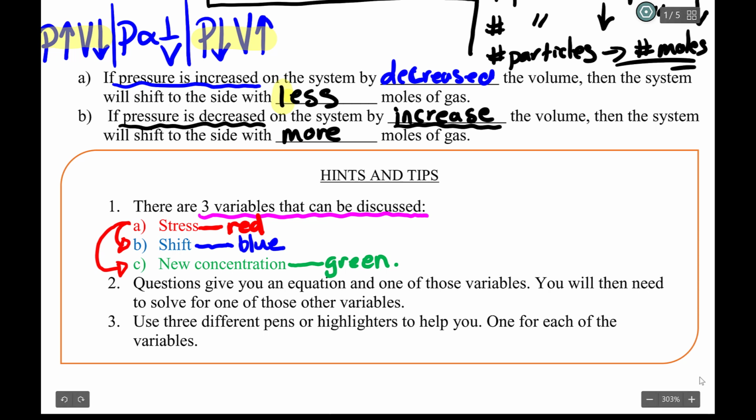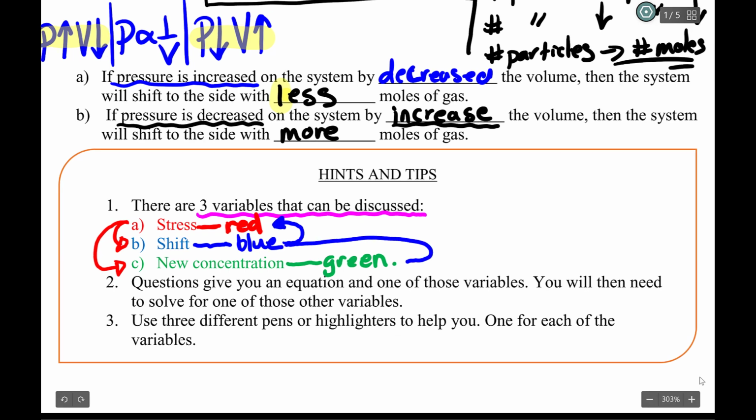You could be given a shift and asked, hey, what kind of stress could have caused that? Or you could be given a shift and asked, well, what happens to the concentrations due to this shift? Or you could be given the new final concentrations and asked, what kind of stress or what kind of shift would have caused this? So there's essentially 6 variations in questioning, as long as the question only addresses 2 of the 3 types of variables.